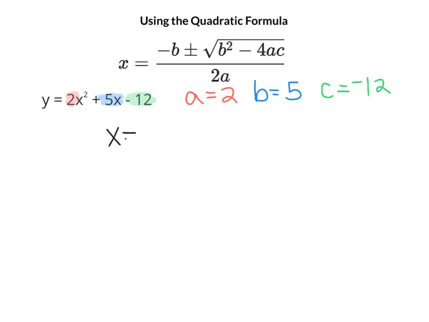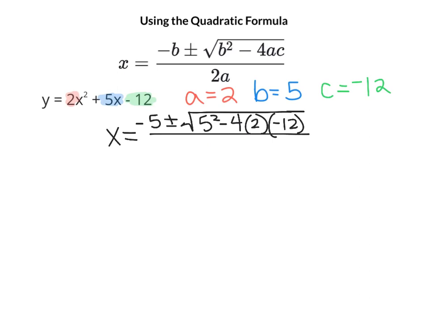So x equals negative b, so negative 5, plus or minus the square root of 5 squared minus 4 times my a value, which is 2, times c, which is negative 12. And all of that is going to be divided by 2 times my a value, which is 2. All right, so let's simplify this a little bit.